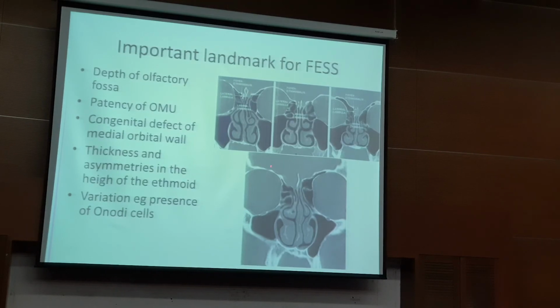It's good if we have a structured way of reporting things. There are a few things that we have to look for. We have to look for depth of olfactory fossa, whether there's patency of the OMU, and looking at whether or not there is congenital defect of the medial orbital wall, and whether or not there is presence of Onodi cells.